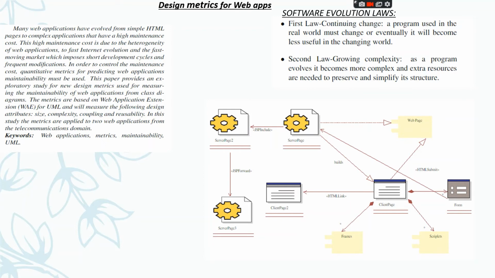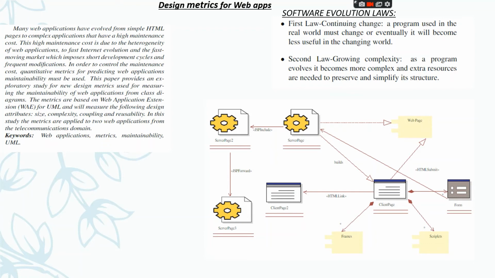There are two laws to be kept in mind while dealing with the software evolution laws for handling web apps. First law, continuing change: a program used in the real world must always change or eventually it will become less useful in the changing world. The second law, growing complexity: as a program evolves, it becomes more and more complex and extra resources are needed to preserve and simplify its nature.